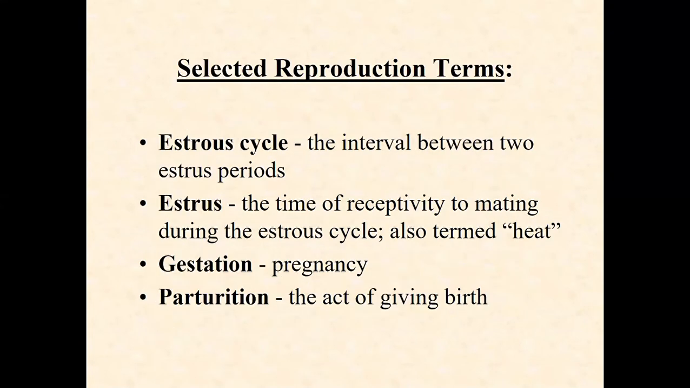So, selected reproduction terms, just more terms that you should be familiar with and understand. Estrus cycle, the interval between two estrus periods. Estrus, the time of receptivity to mating during the estrus cycle, also termed in heat. A more familiar term would be the dog is in heat or she's in heat. So they're usually ready. The breeder is looking, if she's in heat, she's in heat.